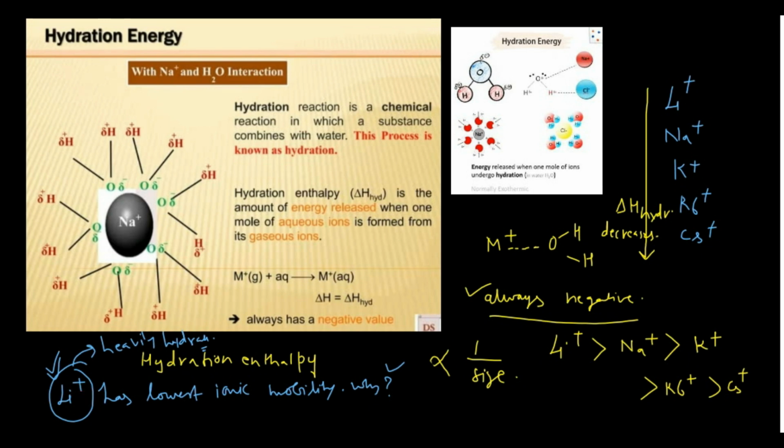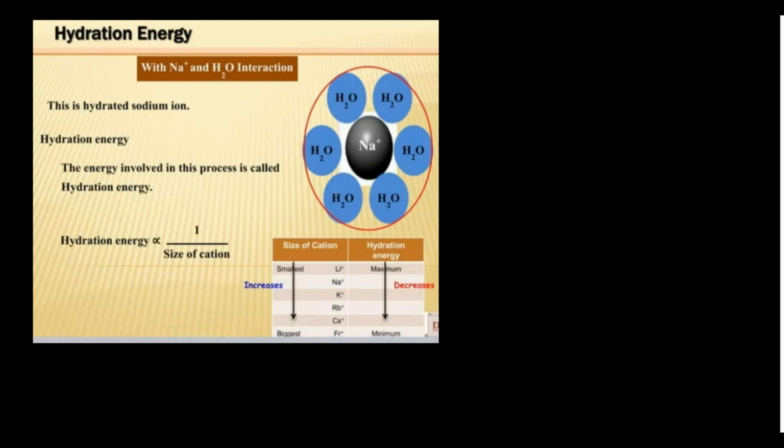Please remember this point. If you are going for the mobility of the ions, then in aqueous solution especially, lithium would be the least mobile. Lithium ion would be the least mobile, and your cesium ion would be the most mobile in the aqueous solution. I hope you understood the things. It is also always having the negative value. It is also written here actually. I missed this thing.